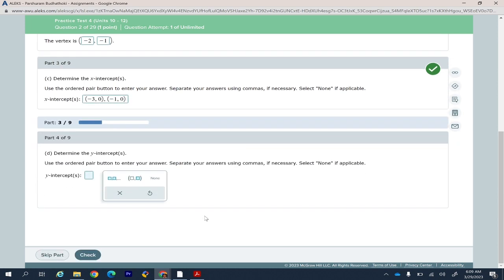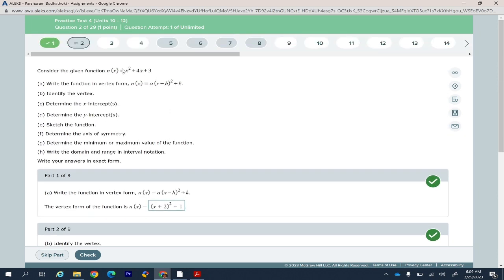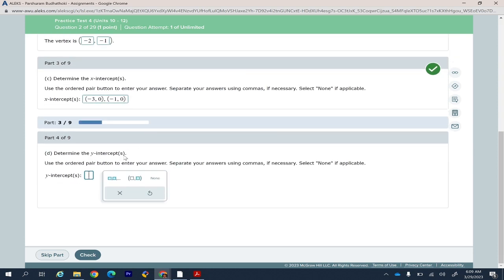-3 and -1 are the two x-intercepts. The y-intercept means, look here, just put x equal to 0 in the given function, it will be 3. So the y-intercept is, in the ordered pair, when x is 0, the y is 3.